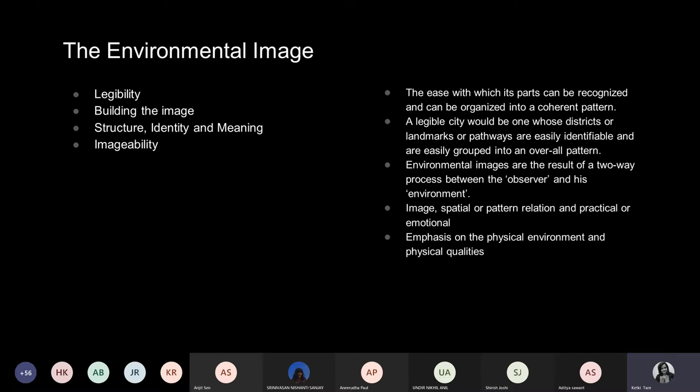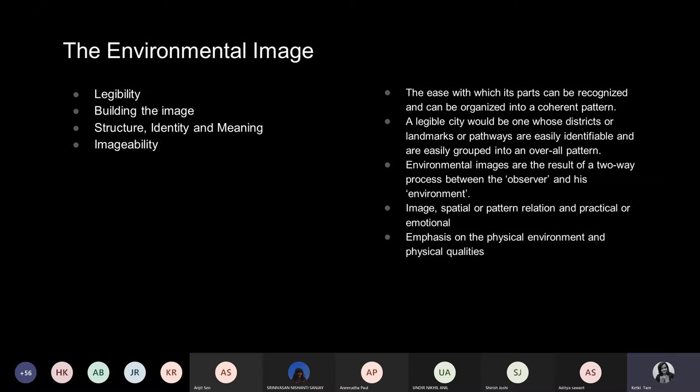Building the image is where we talk about how environmental images are the result of a two-way process between the observer and the environment, right? So the relationship of a person who is observing, and what relationship that person shares with their environment, also results in the environmental images, the mental images you have of a place. That is usually associated with structure, identity, and meaning. So when you're talking about structure, you're talking about the spatial meaning of it or the spatial pattern of it.